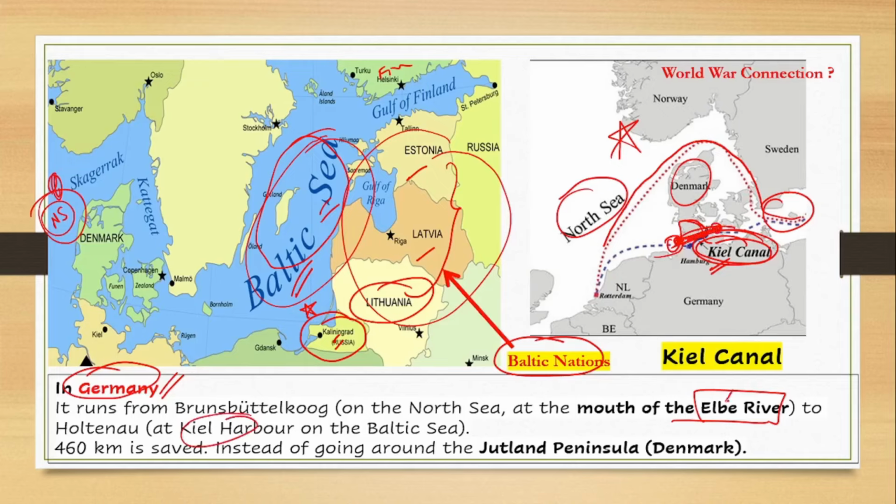Now the Elbe River originates here and flows through Germany and all the way into the North Sea. And this area of Denmark is called the Jutland Peninsula. So you can also get a question about the Jutland Peninsula. In future, you can get a question about the Kiel Canal. That is how you are supposed to read using the previous year questions.